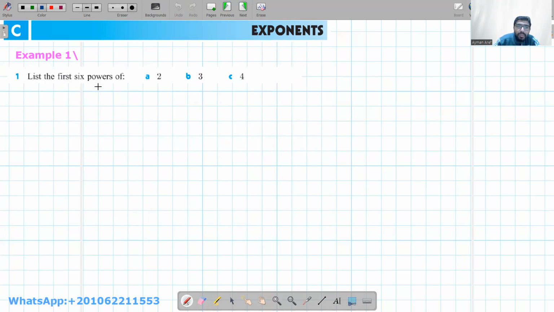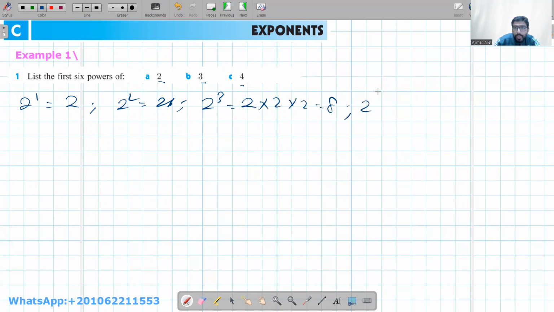The first example: list the first 6 powers of 2, 3 and 4. Simply, 2 power 1 becomes 2, 2 power 2 becomes 4, and 2 power 3 becomes 2 by 2 by 2, which is 8. Then 2 power 4 becomes 16, and 2 power 5 becomes 32. You can use your own calculator, by the way. And 2 power 6 becomes 64.